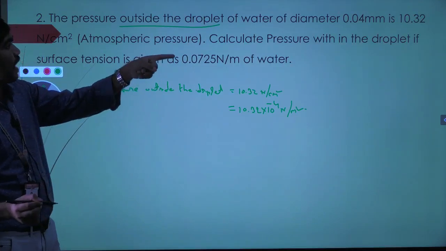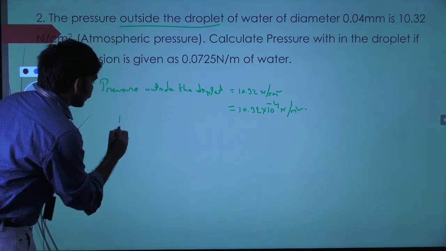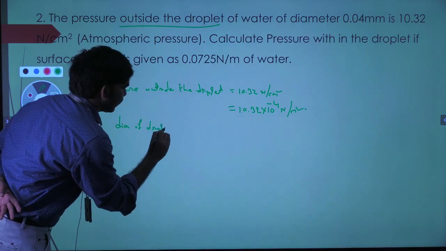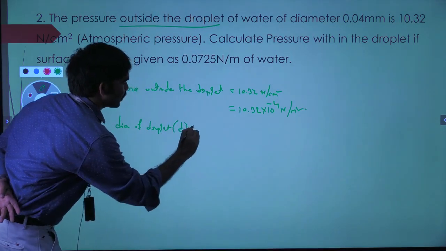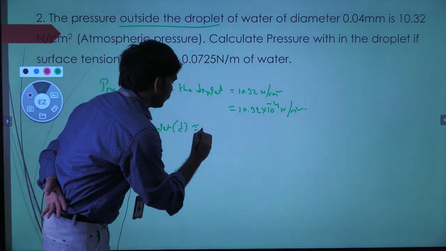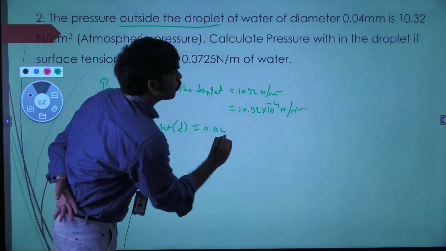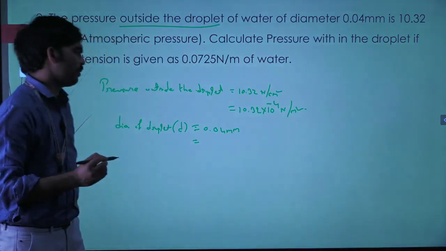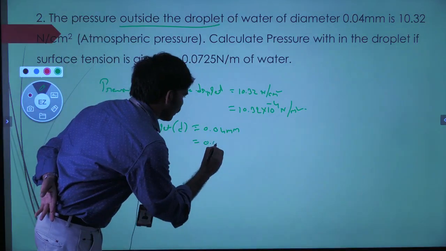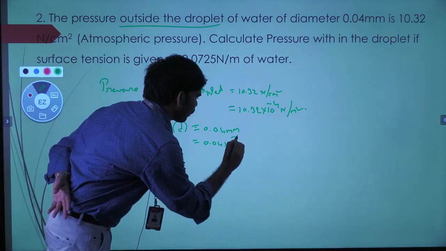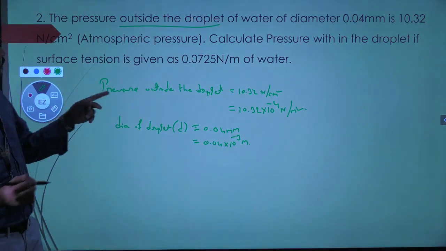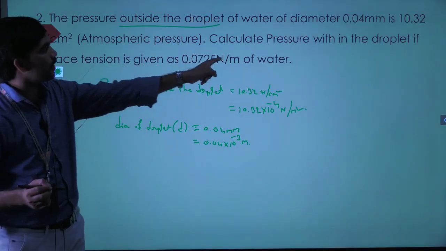Next, second, the diameter of the droplet is given. So diameter of droplet, that means D is given. How much D? It is 0.04 mm, right? 0.04 mm, that means 0.04 into 10 to the power of minus 3 meters. Clear? So next, you have to calculate the pressure.